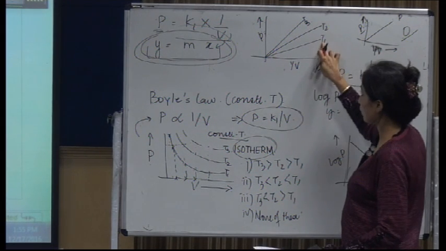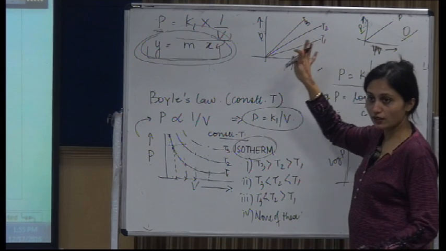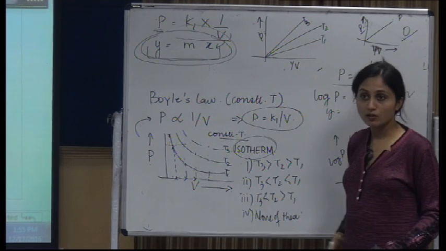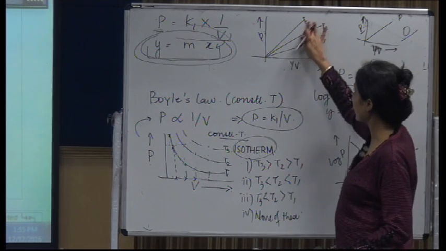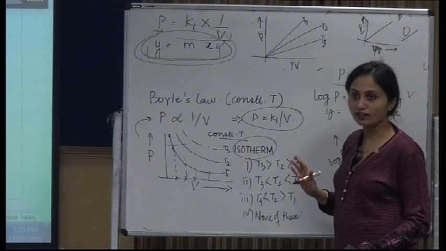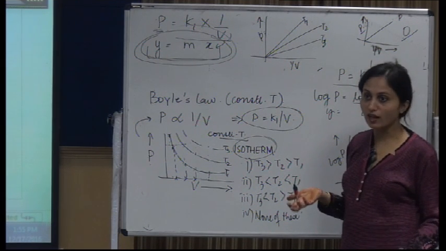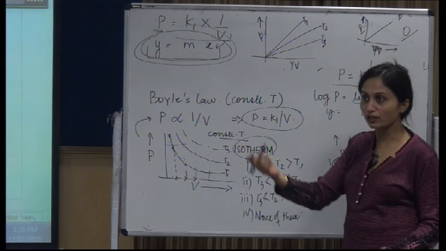which temperature will be higher? T3 will be greater than T2 will be greater than T1, and so was the case in the other one. But remember that the order, if I write it like this now, T1, T2 and T3, will be T1 greater than T2 greater than T3. Please remember, because some students still have the habit of just remembering things and doing it like that.